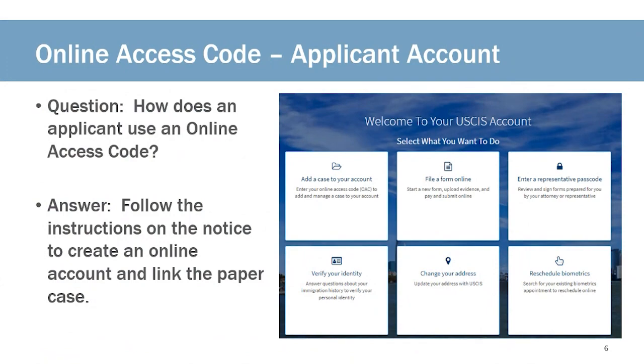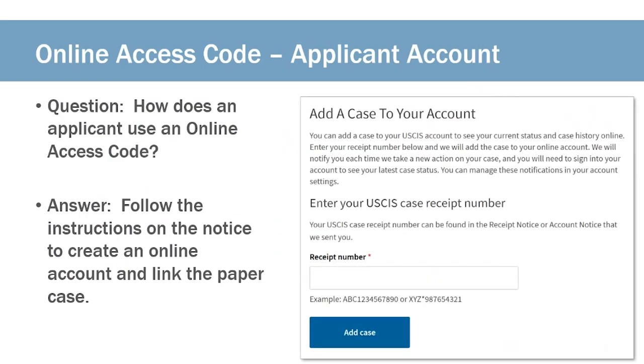This is the page the user sees after they have finished creating the online account. They will select this box, Add a Case to Your Account. That can also be found in a drop-down menu on the home page of the online account. If the account has been used for other things, then those tiles won't be there and you find Add a Paper Case from a drop-down menu. The user will then be asked to enter the receipt number. They will also be asked for the online access code and their date of birth.